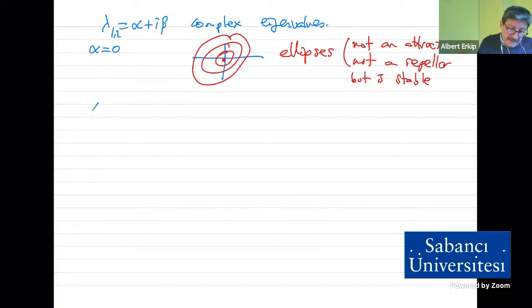Now, the other thing is if alpha is positive, remember we had spirals moving away from the origin.